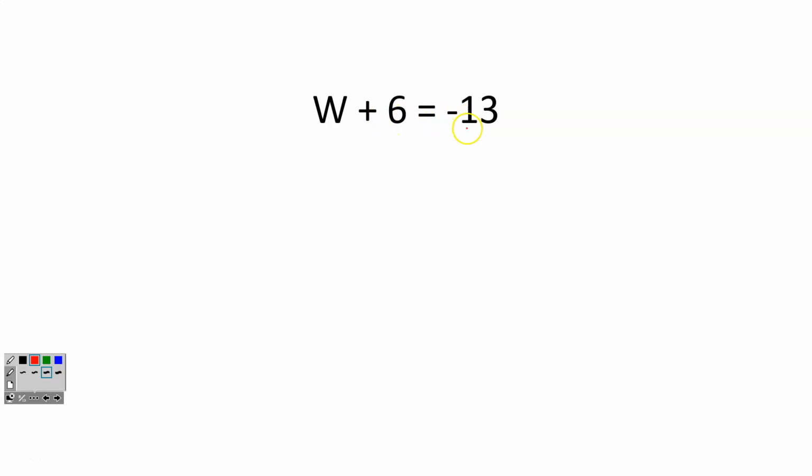W plus 6 equals a negative 13. Draw my fence. I need to get the W by itself. So the opposite of adding 6 would be to subtract 6. And whatever I do to one side, I need to do the same to the other side. That's going to give me W equals a negative 13 and a negative 6. It's going to give me a negative 19.